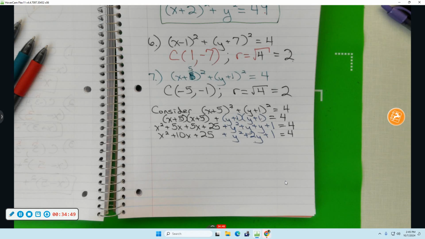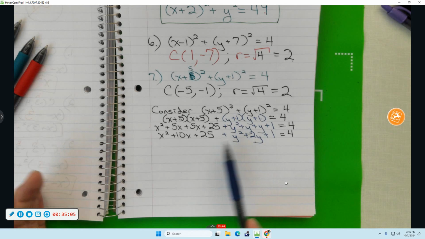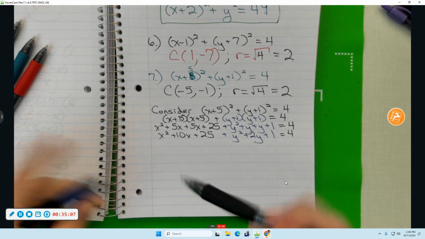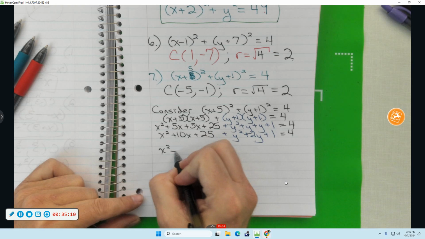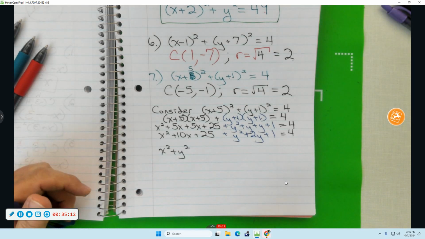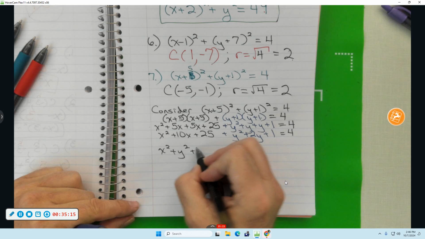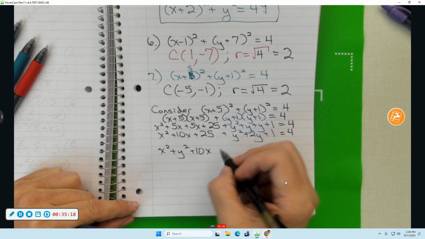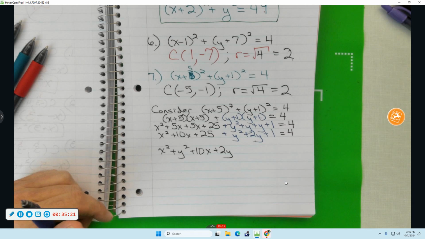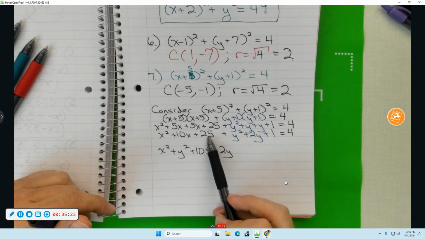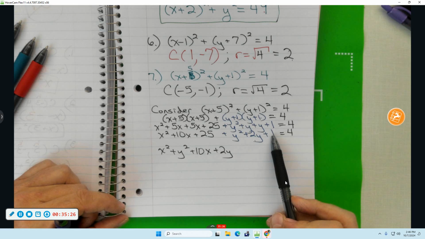And let's suppose that we went through and then let's change up the order of the terms. Let's put the square terms first, but in alphabetical order. So x squared would go before y squared. So we have an x squared plus a y squared. Then we have a 10x. We have a 2y. We have a 25 plus 1, that's 26.